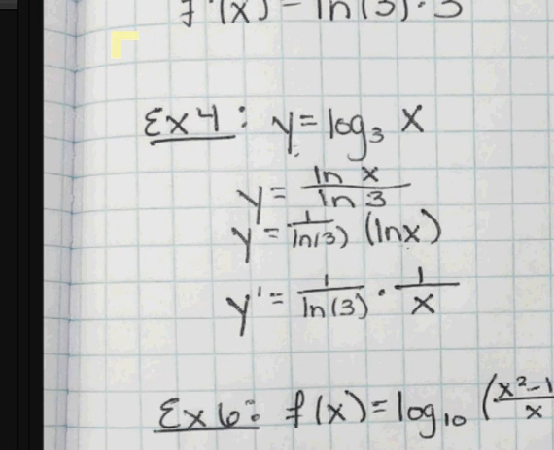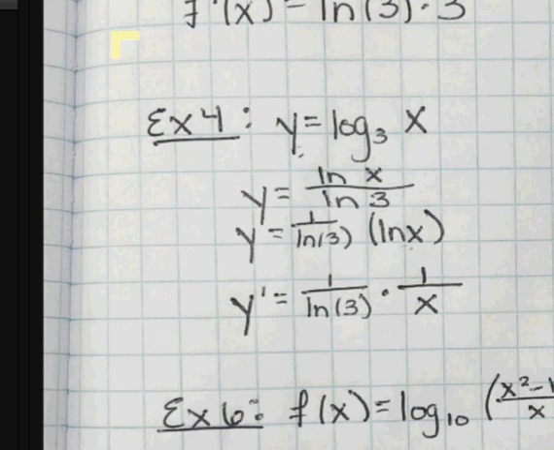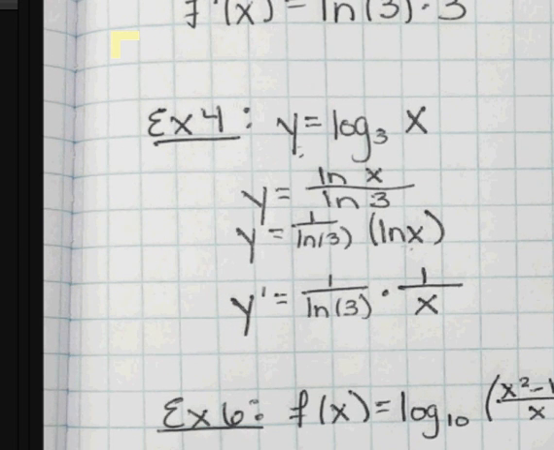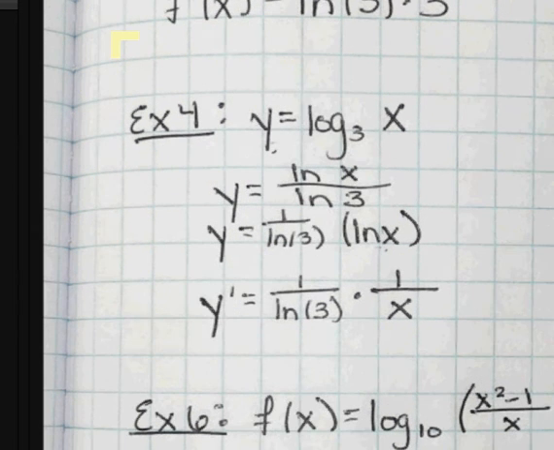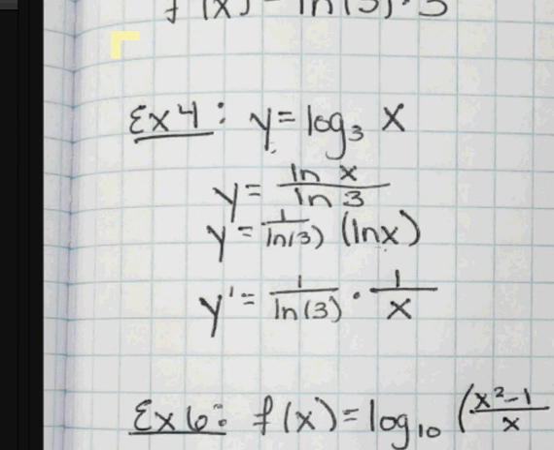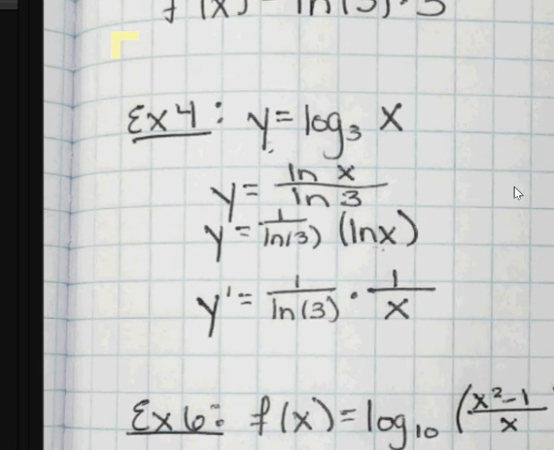So if I do f prime of x, I still have that coefficient 1 over natural log of 10. Now do these derivatives separately. What's the derivative of natural log of x squared minus 1? 2x all over x squared minus 1. Minus the derivative of natural log x, which is just 1 over x. And yes, you may leave it like that. That is fine.